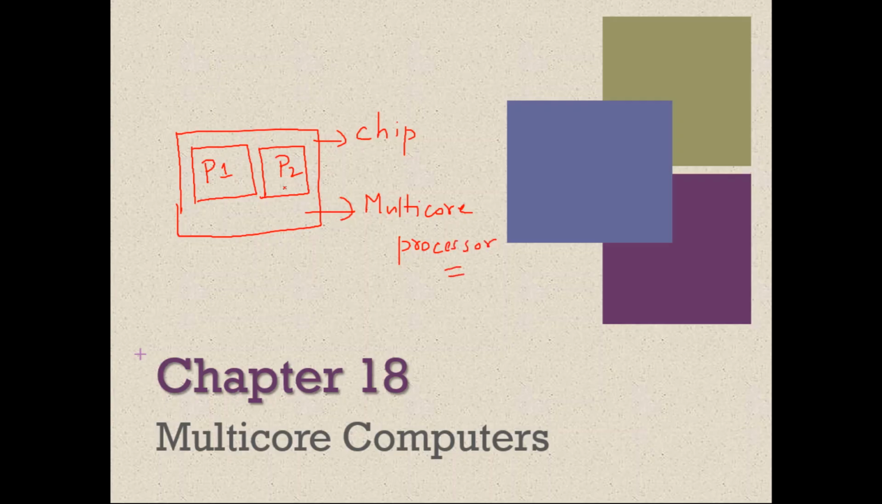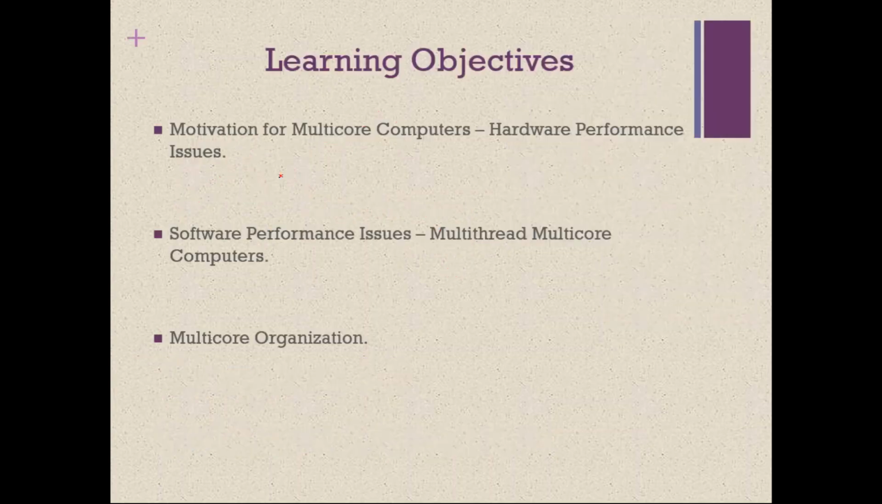So this is what a multi-core computer is. I think it's clear. With this basic knowledge, let us understand what we are going to discuss. The learning objective of this chapter is, first, to understand the motivation behind multi-core computers. What is the need for multi-core computers?